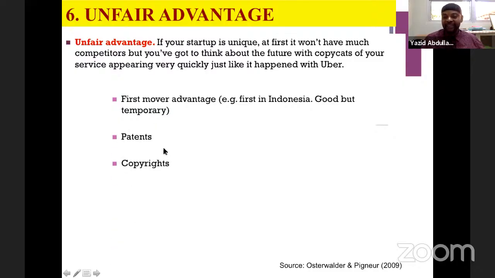Another way you can get unfair advantage is patent. If you have a patent for your invention, the government protects you. Let's say I create a smart pen. I invent a pen that no one has that technology, or I invent a mobile phone that has hologram, the first in the world, I can patent it. That can protect me. Another one is copyright. Let's say I make a particular app design. I have an app, I can copyright it so nobody can copy my design. That can also give you protection. Government can protect you. And that gives you unfair advantage.